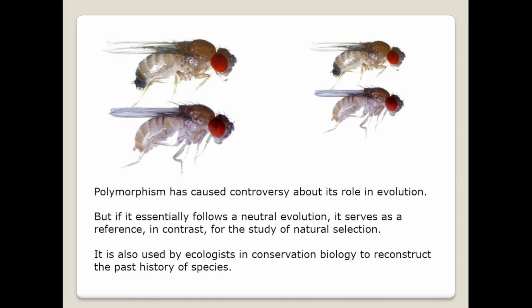Polymorphism has caused controversy about its role in evolution. But if it essentially follows a natural evolution, it serves as a reference in contrast for the study of natural selection. It is also used by ecologists in conservation biology to reconstruct the past history of species.